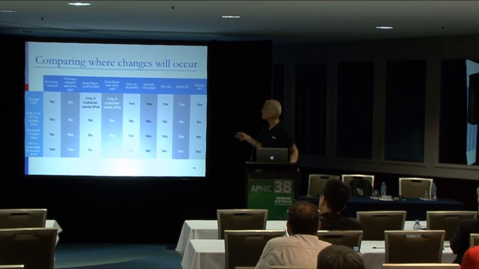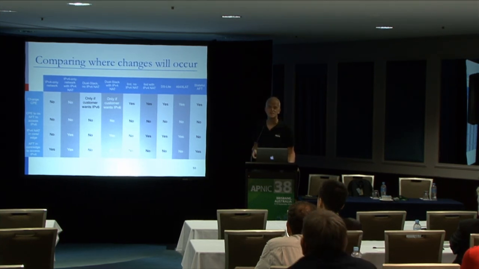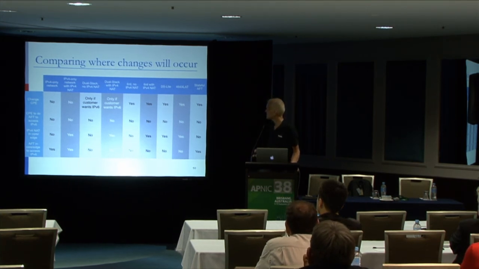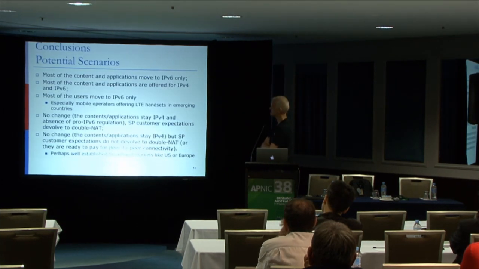So you see why this one is actually very appealing, 6RD, because you don't have to change very much in the network at all. The CPE needs to be changed, and the 6RD border router. Whereas DS-Lite, 464XLAT, stateful AFT, quite a lot of changes have to be made in the infrastructure. And so the scenarios could be these.